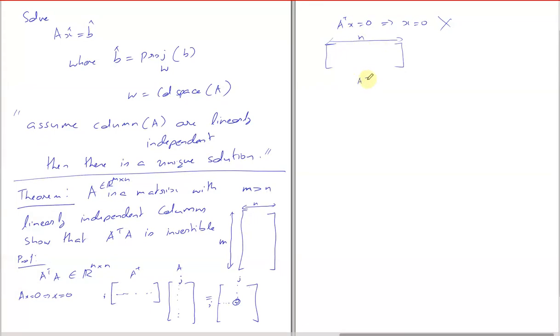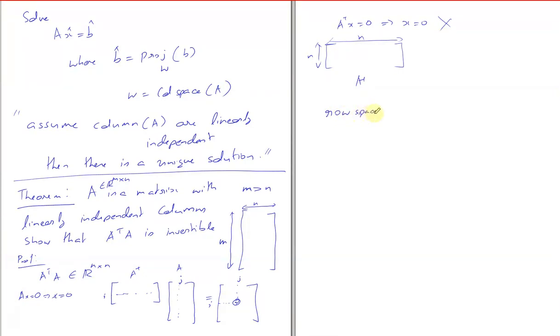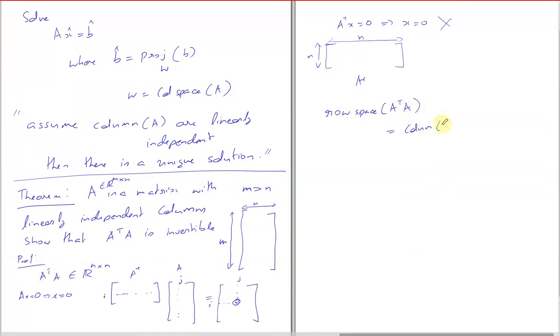Sir, is this statement true? Like row space of A transpose times A is equal to column space of A. Could you repeat that? Matrix A transpose times A equal to column space of A. Why do you say that?